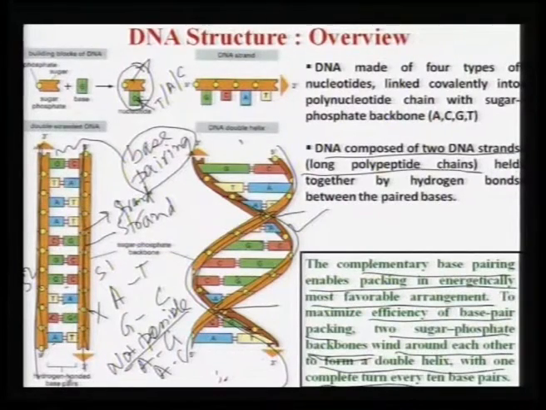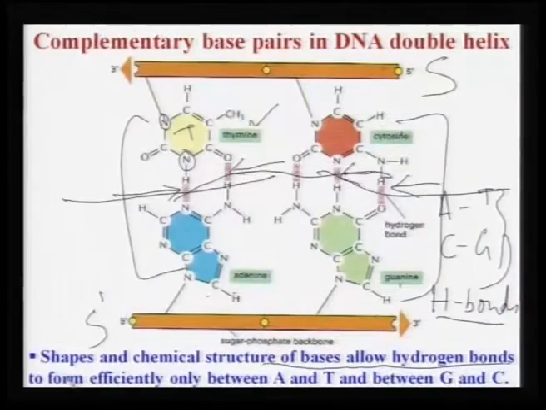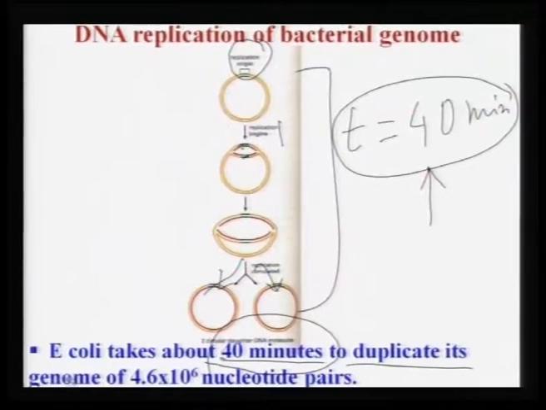You can squeeze it, but if you stretch it and put it all together, you will find that it is a kind of 2 meter long DNA structure. And how many nucleotides and how many different proteins does it have? It has almost 30,000 different proteins for which it carries the instructions. Now, let us see how this DNA can form the proteins.